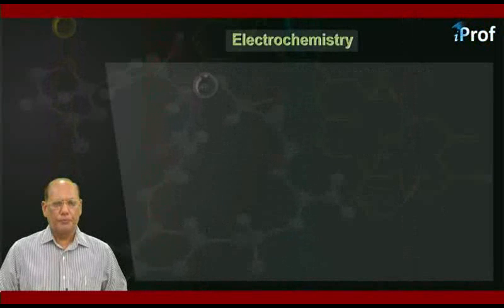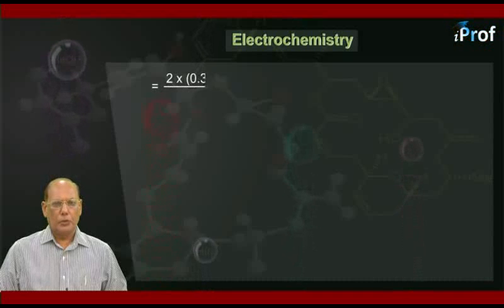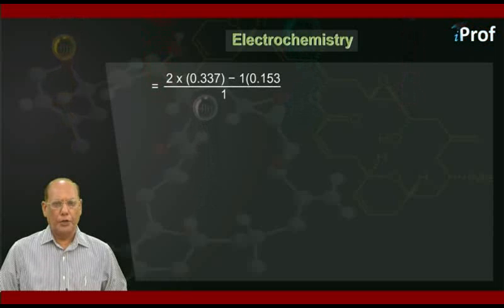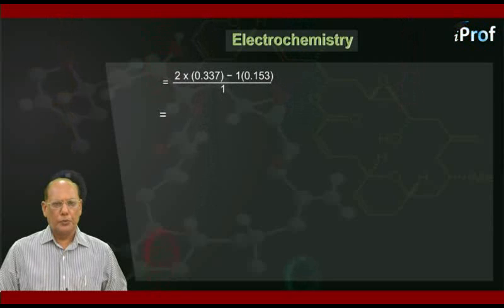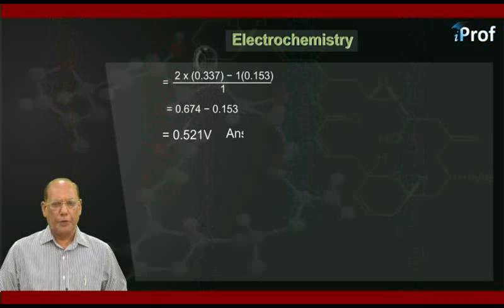Substituting the values, we get E3 naught equal to 2 into 0.337 minus 1 into 0.153, whole divided by 1. That's equal to 0.674 minus 0.153, and that's further equal to 0.521 volt. That becomes the answer of this question.